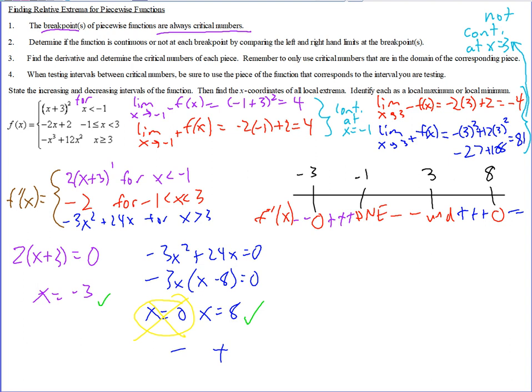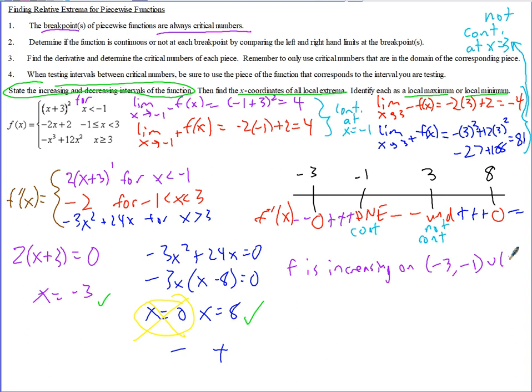And then based on that, we can answer what it asks for: the increasing and decreasing intervals, and the x coordinates of all local extrema, and identify a local max or local min. And here's where it's important to indicate continuous. So at -1, that was continuous, but at 3 it was not. So let's write increasing and decreasing intervals first. F increasing on -3 and -1, and union from 3 to 8.